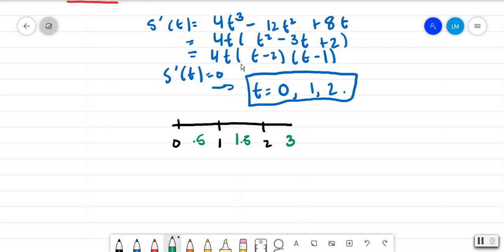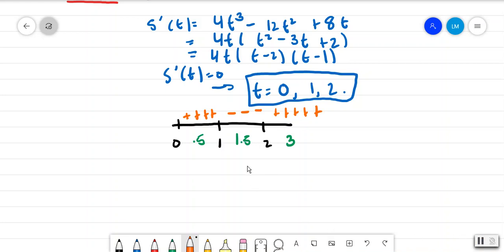So if you plug in 1/2, that's negative, that's negative, but that's positive. So we have positive, positive, positive. If we plug in 1.5, that's negative and that's positive, so this is going to be negative. At 3, that's positive, positive, positive, so that's going to be positive. So essentially, we know when it's moving to the left and when it's moving to the right.